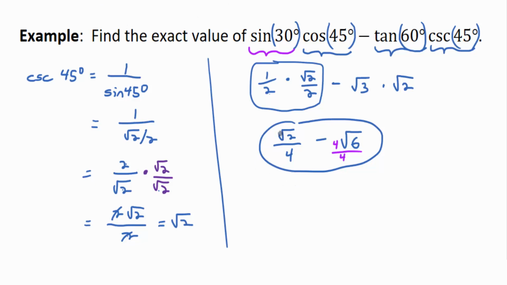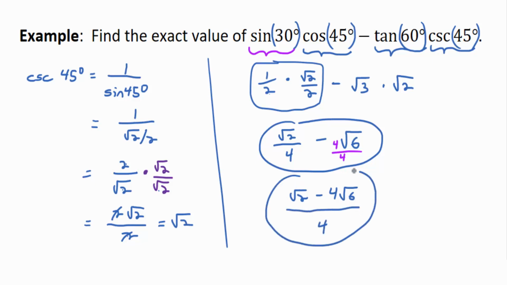fraction, which would be root 2 minus 4 times root 6 all over 4. But I don't think that really looks any better than the original way I wrote it with just the minus root 6 on the end. But you should be aware that you can do that, though. It comes up.